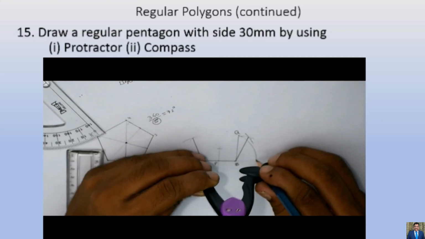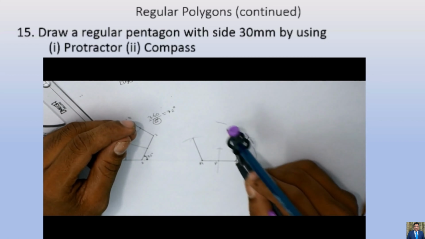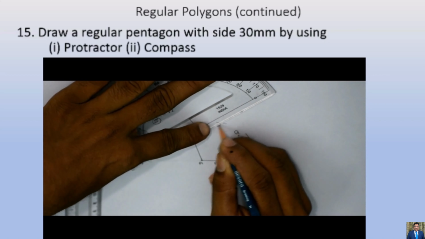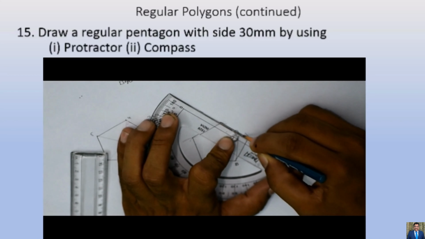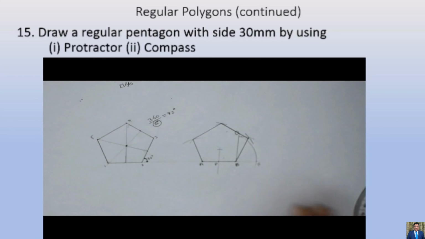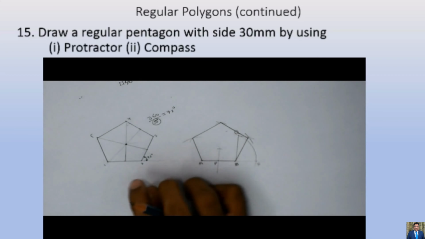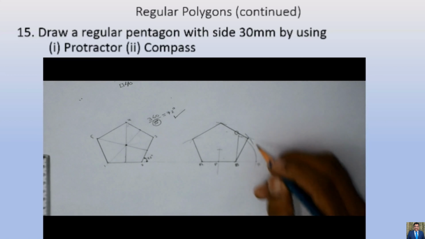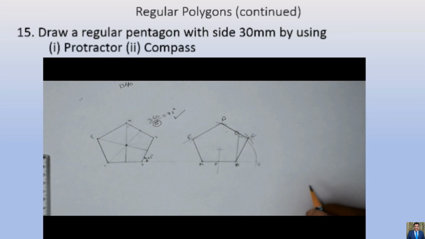And again with radius AR, I have to cut one arc, with center B also, and the point at which these two arcs are meeting will be the fifth point of the pentagon. That means if we join this with the other lines, we will have our pentagon completed. So this is the procedure for drawing a pentagon by using the compass method, but I will use the protractor method here.